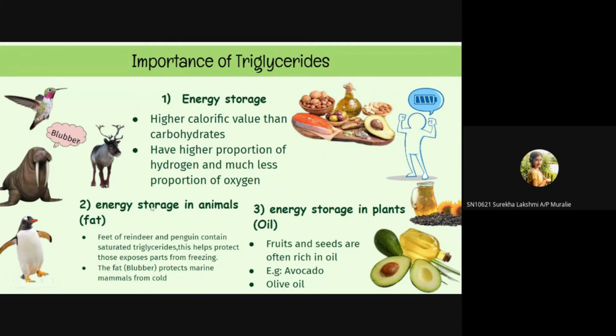Next, fat acts as an energy storage in animals. For example, the feet of the reindeer and penguin contain saturated triglycerides. This helps protect those exposed parts like feet from freezing. Next, the fat or blubber. Blubber is a thick layer of adipose tissue under the skin of a penguin or walrus. This fat or blubber protects marine mammals from cold. And this blubber accounts for about 25% of the marine mammals' body weight.